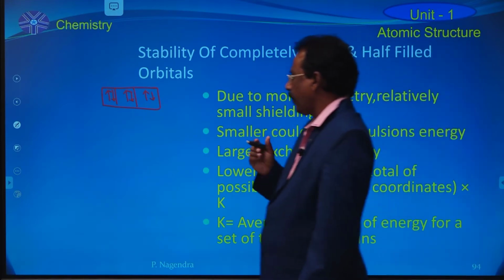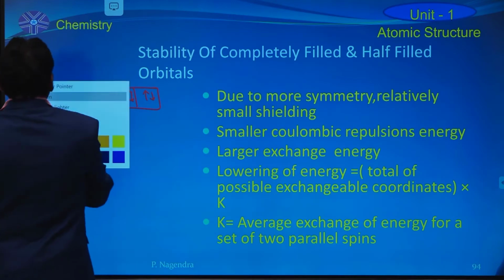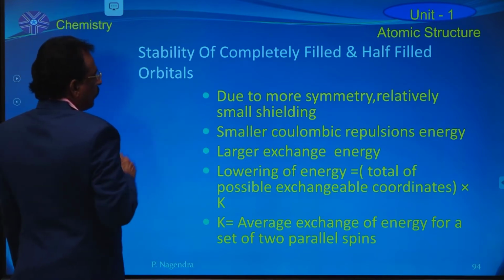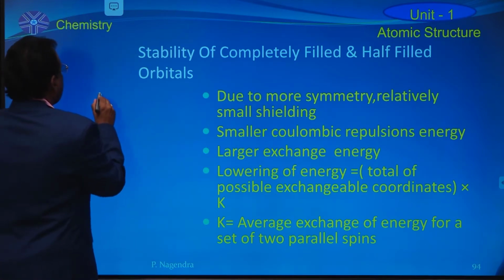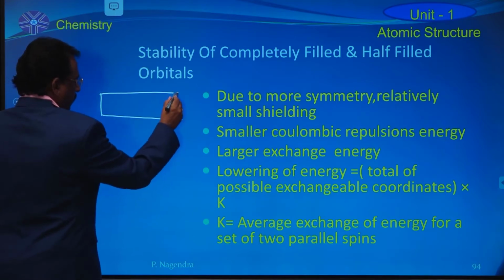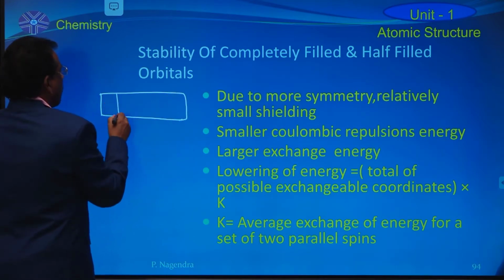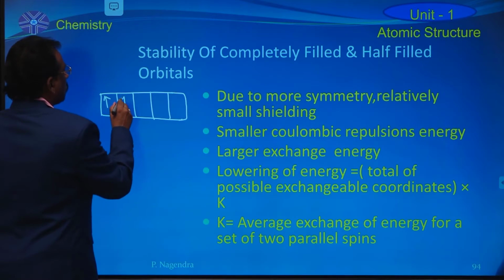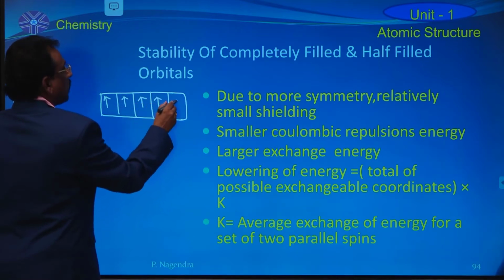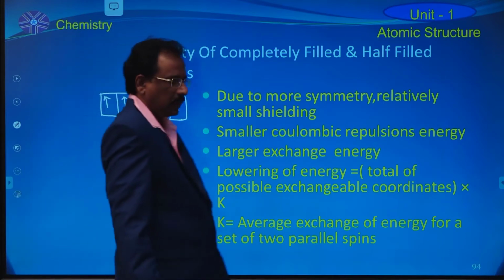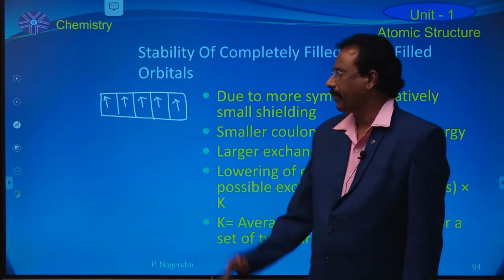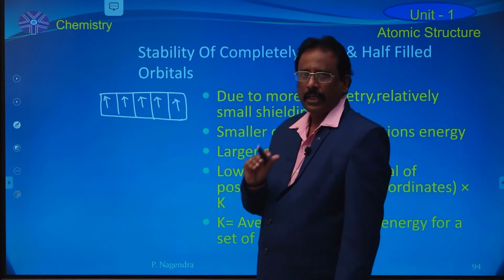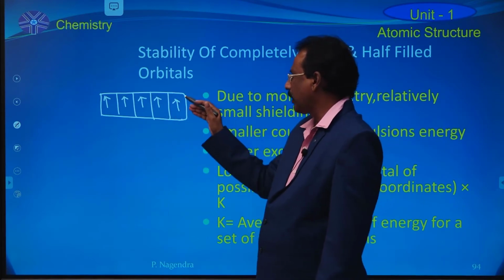In a similar way, the d subshell. The maximum number of electrons present in the d subshell is equal to 10. So this is the half filled electronic configuration of the d subshell, d5. This is the meaning of symmetry. All the electrons are in similar spin, all are in clockwise spin.